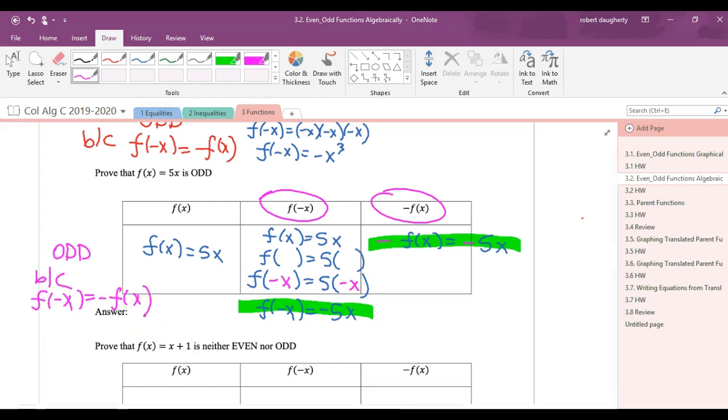F is a function, okay? So it's saying that you substitute values into this function. So f of x equals x squared means you give me an x and it will square it. That is what the function does.